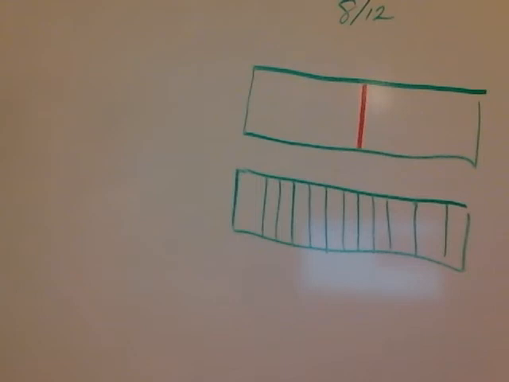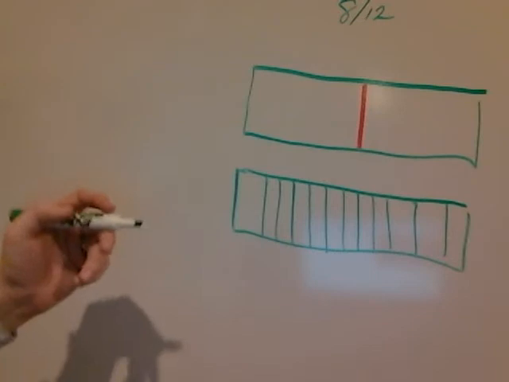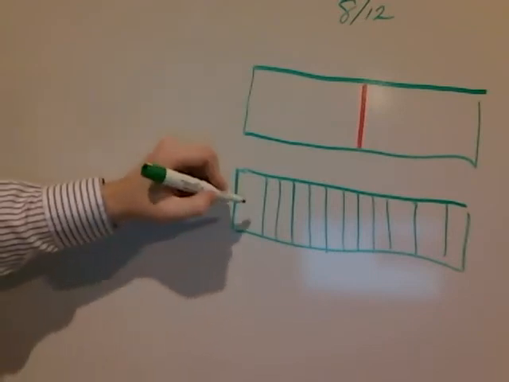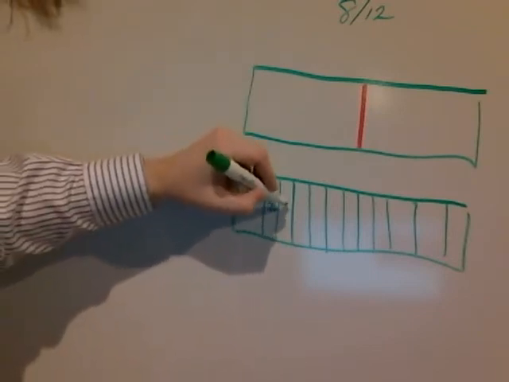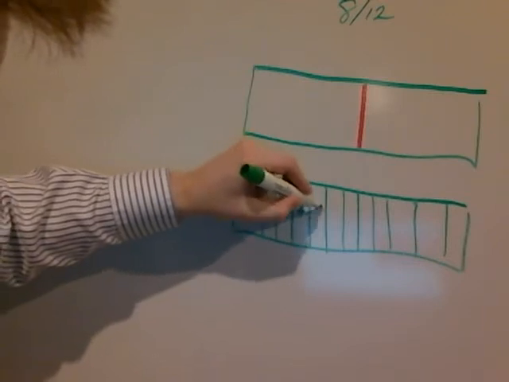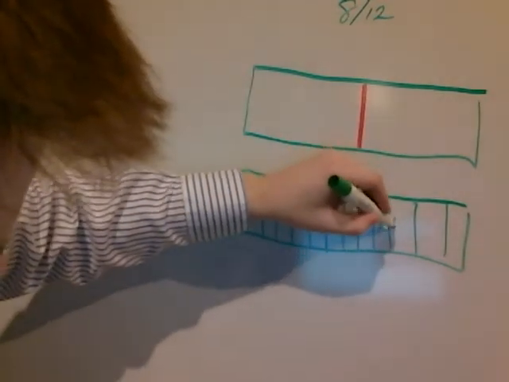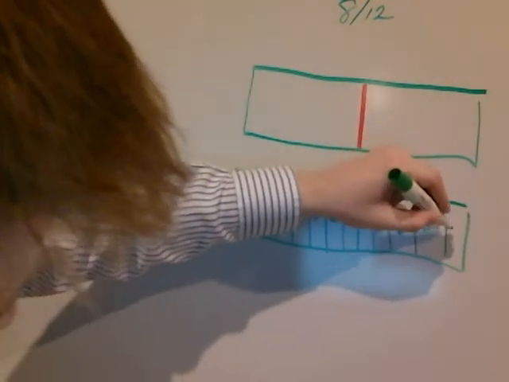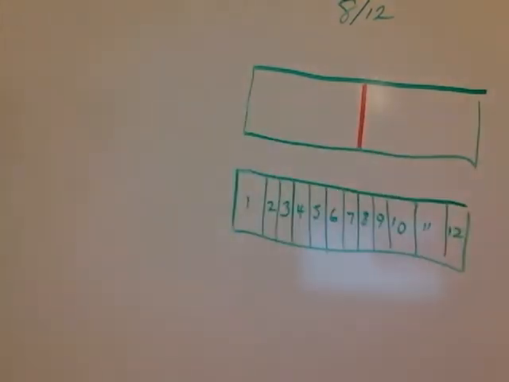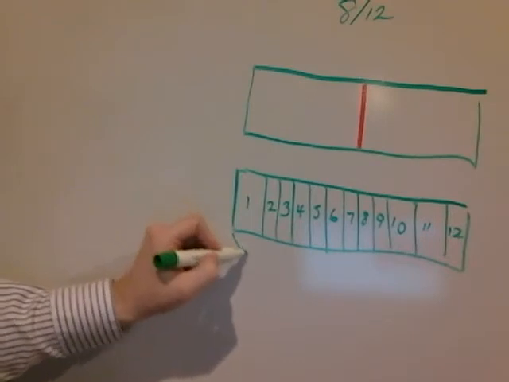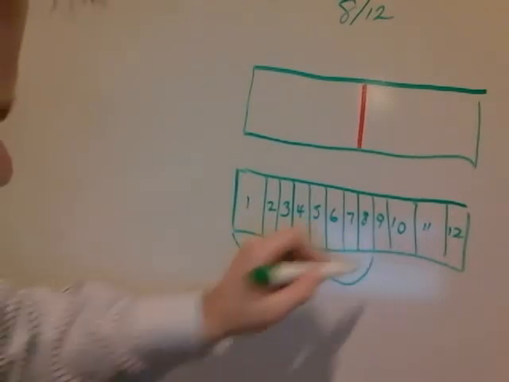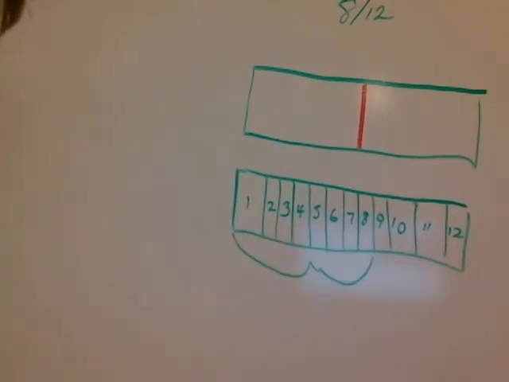Now, I'm not an artist, but assume that these are going to be the same size box, right? So if I need 8/12 of them, let's count it out again, 1, 2, 3, 4, 5, 6, 7, 8, 9, 10, 11, and 12. I want 8 of these, so I want this group, let's say, to be corn.